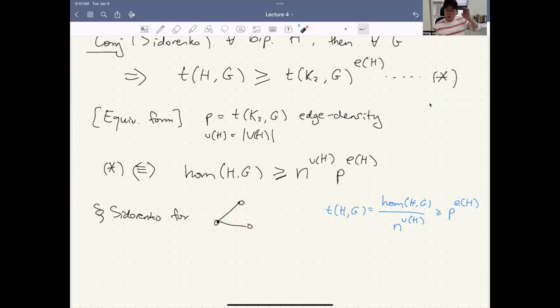So this method, the entropy way, is not the shortest way to prove Sidorenko's conjecture for this particular graph. But it's amenable. It's very easy to extend the method here to prove all trees, because this is a tree, including stars, all trees, and complete bipartite graphs.